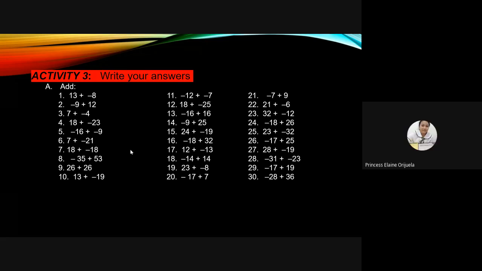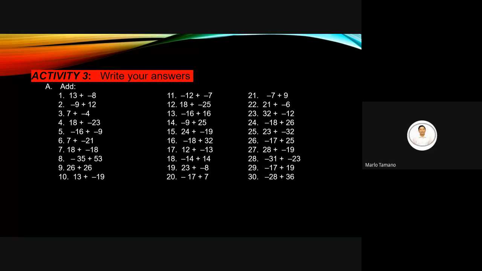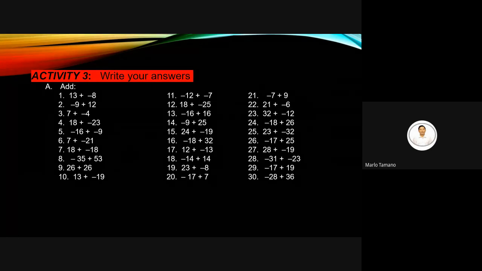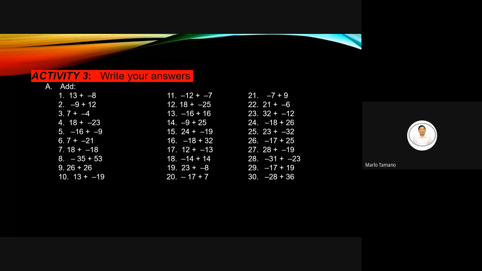Flores po. Estrada po. Sino yung huli? Estrada po, sir. Estrada. So, positive 52 po. Estrada. And that is positive 52. Alright, so you have 5 points. Number 10, Albino po. Albino. Negative 6 po. Negative 6. Albino. So we have negative 6.